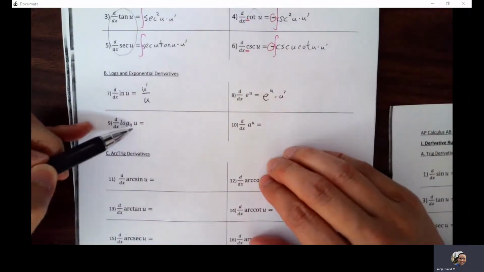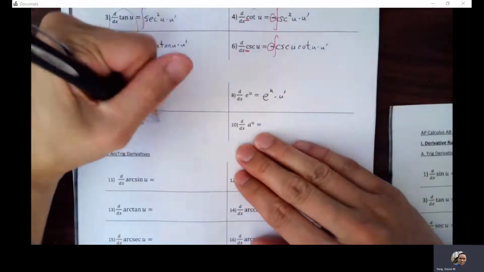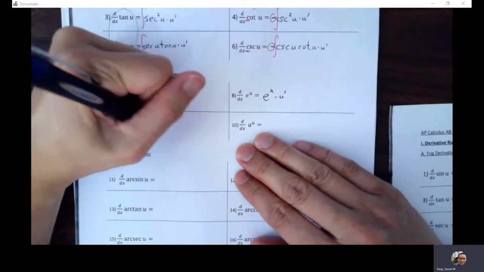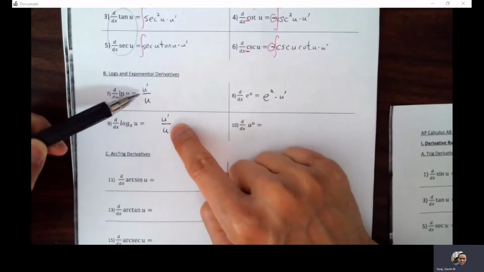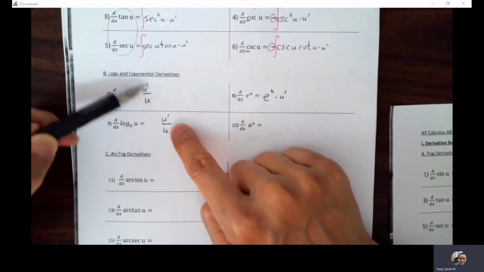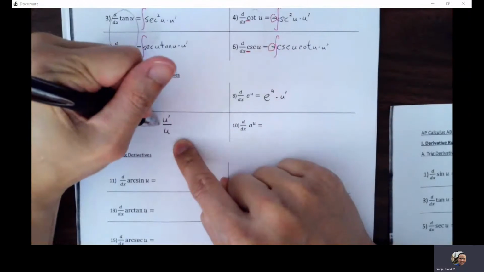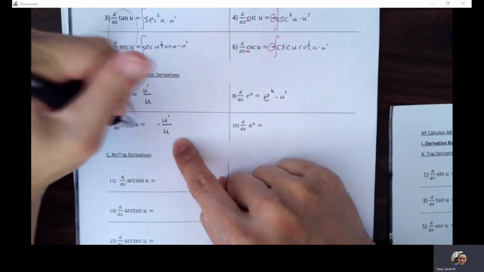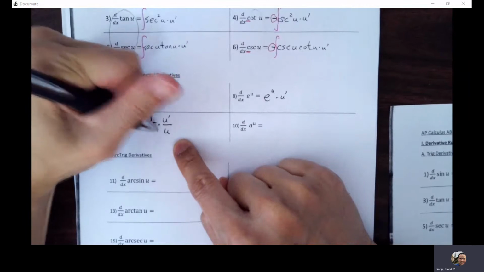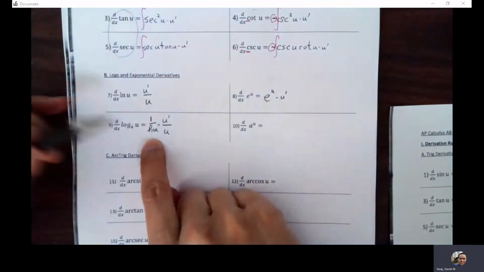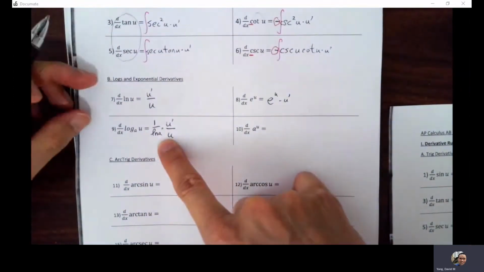So log base a of u, hopefully that reminds you of natural log of u. They're both logs. So there is a u prime over u component. So that's nice to know that log base a of u is also going to have the rule that we hopefully already know. And the only adjustment is this does require a 1 over natural log of a. It's a bit of a conversion that has to occur. Get this in terms of natural log, and then u prime over u.